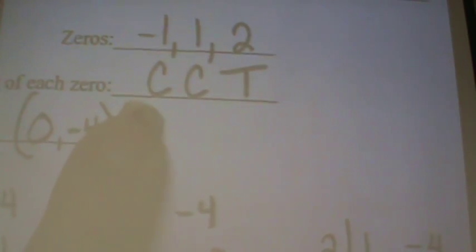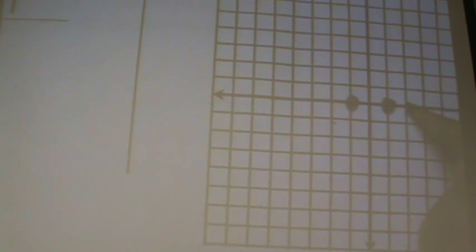So what should our graph look like? Well, it's going to cross through at negative 1 and 1, and it's going to touch and bounce at 2. And it's going to come from this way. So it's coming down, and it's going to cross through 0, negative 4 is your y-intercept. We're going to cross through, we're going to touch at 2, and we're going to shoot right back up. This is an excellent problem.